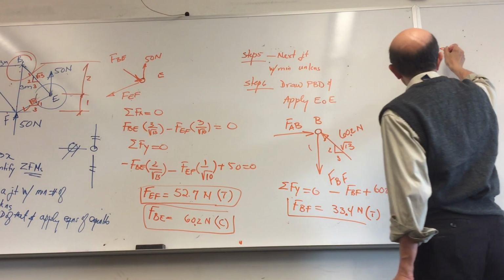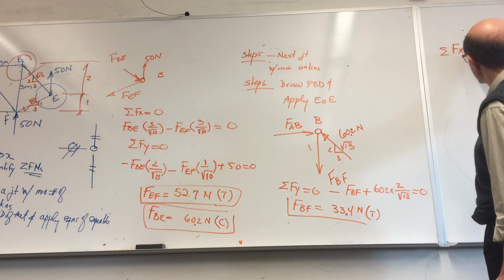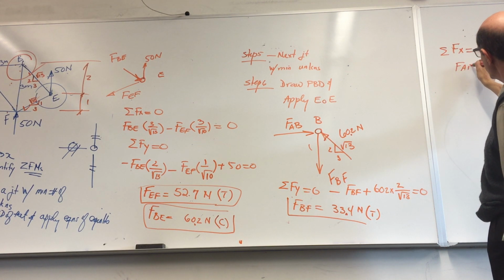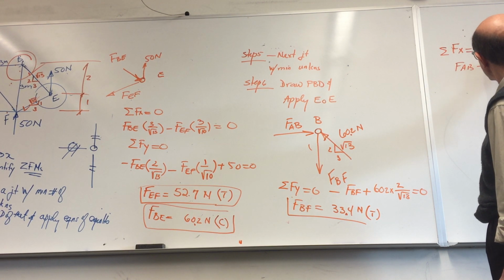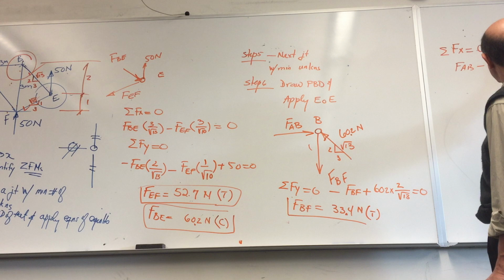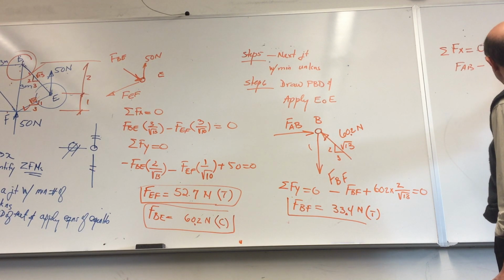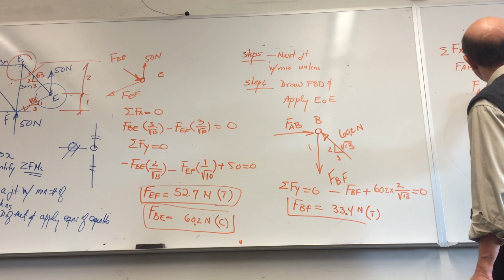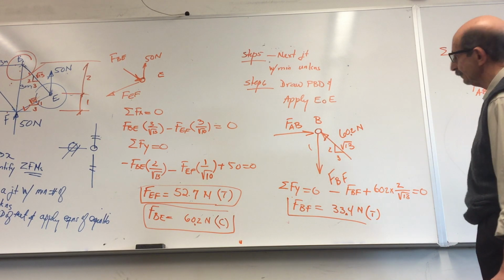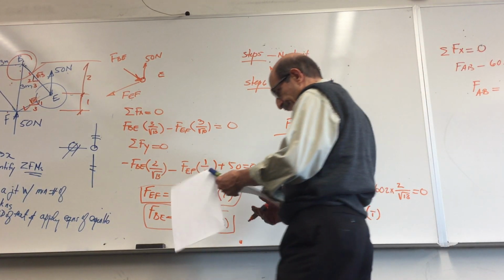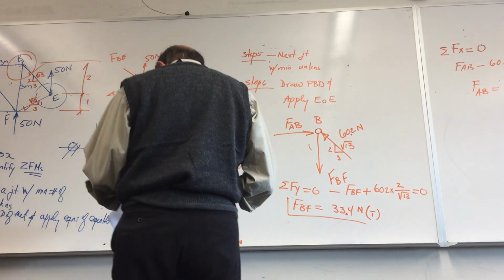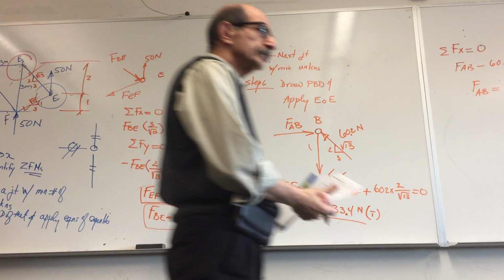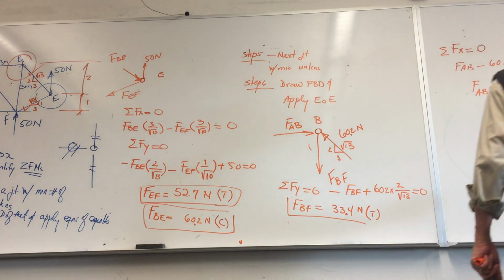So you write the summation of forces along x equal to 0. You have FAB minus 60.2 times 3 over square root 13 is equal to 0. So if you could give me that number, I appreciate that. FAB, I cannot find it here, should be 50, I think. 50.08. 50, okay, so 50.